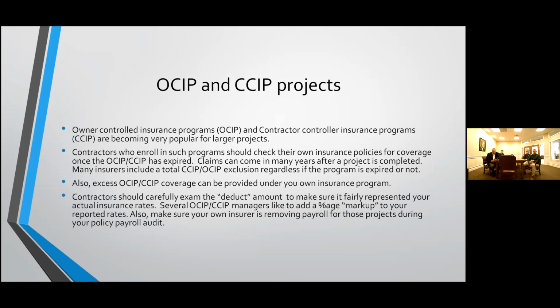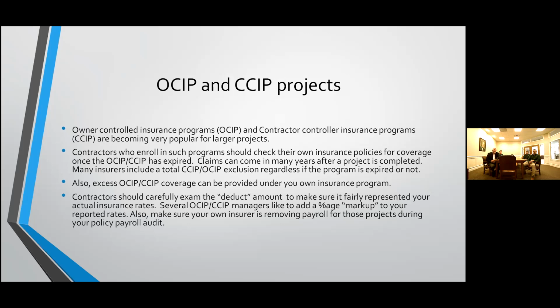Excess OCIP and CCIP coverage can be provided under your own insurance program. So you should ask about it. That way you're relying on your own insurance coverage in case something happens with that program, whether it gets canceled or whatever the case may be, or the limits aren't sufficient. We did run into a case one time where the OCIP project only had $25 million in coverage on it, and a claim occurred that exceeded those policy limits. Those contractors had to go back to their own insurance program for that.